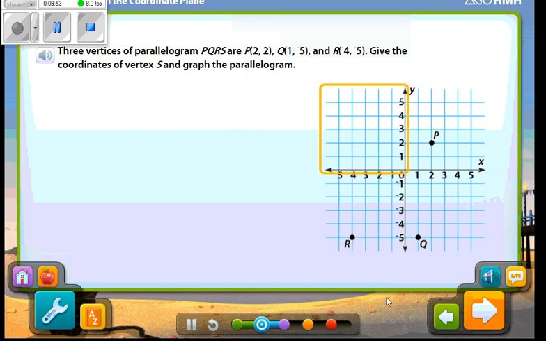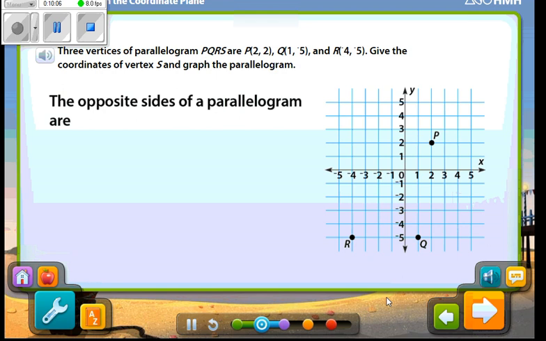The name of the parallelogram, PQRS, gives the vertices in order as you move around the parallelogram. So S will be above R and to the left of P. What do we know about the opposite sides of a parallelogram? The opposite sides of a parallelogram are parallel and have the same length. We can use that to find the missing vertex.